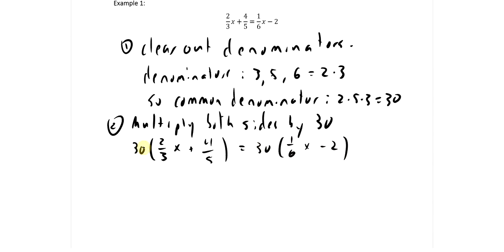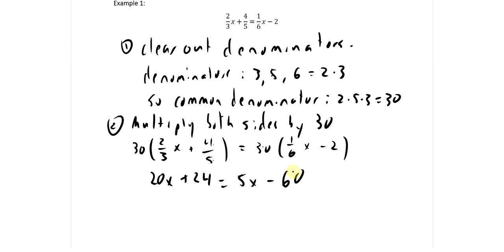and so that leaves the equation unchanged. Now when we multiply 30 by 2/3, well, 30 divided by 3 is 10, times 2 is 20, so we get a 20x. And 30 times 4/5, well, 30 divided by 5 is 6, and 6 times 4 is 24. 30 divided by 6 is 5, so we get a 5x there, and 30 times minus 2 is minus 60.